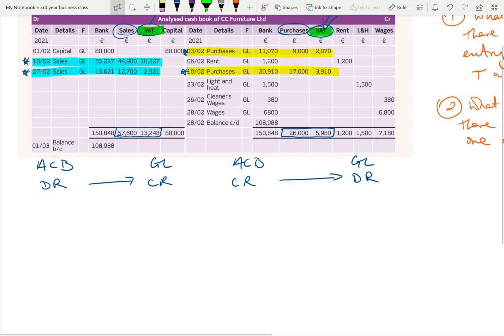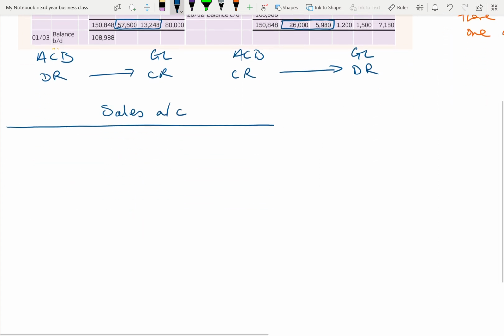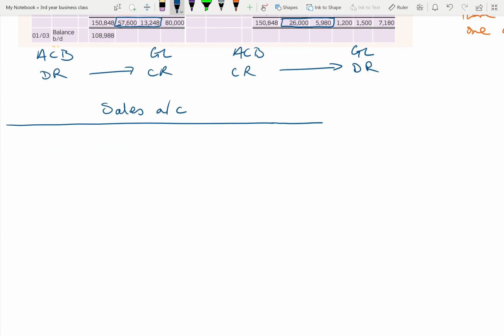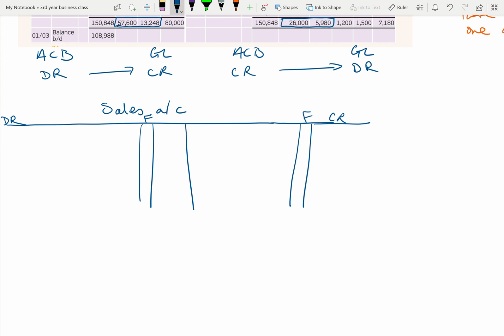So we're going to do our sales account first here now. So we have sales account. We're going to draw our T account. I'm going to try and give myself enough space. Okay, we have our debit side and we have our credit side. We have our total and we have our folio. Okay, remember our folio tells us where the amount came from.